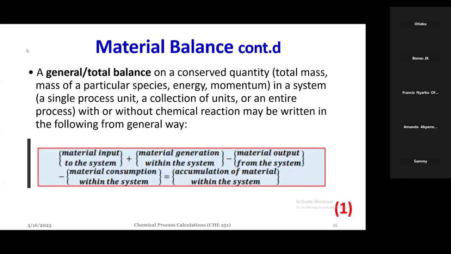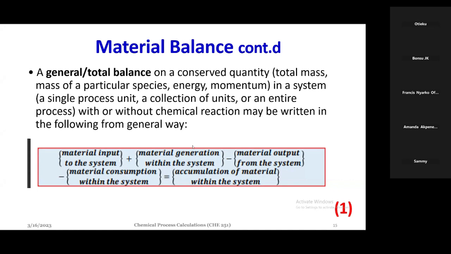So with the total balance, or the general balance based on the conservation of mass, the general equation for material balance is the material input to the system, what you're actually putting into the system, plus what is being generated within the system. Let's say in a reaction you put in sulfur and another compound. When you feed this into the system, new compounds are being formed. That's what we call generation.